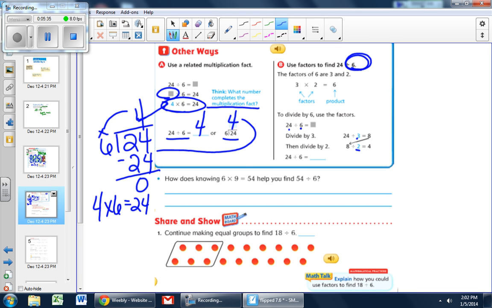It's asking you to write a little bit about how does knowing 6 times 9 equals 54 help you with 54 divided by 6. So I'm going to give you just a second. How does knowing that help you in order to solve that problem?